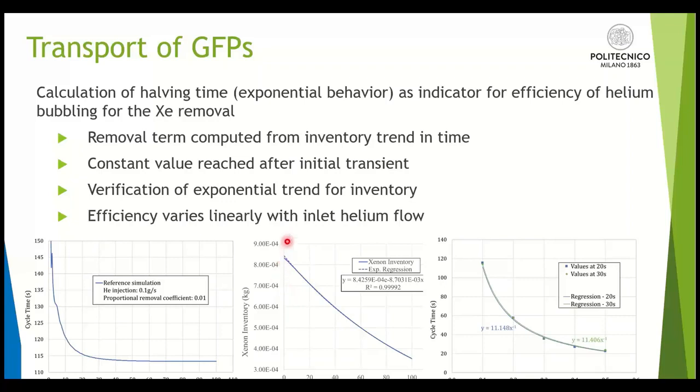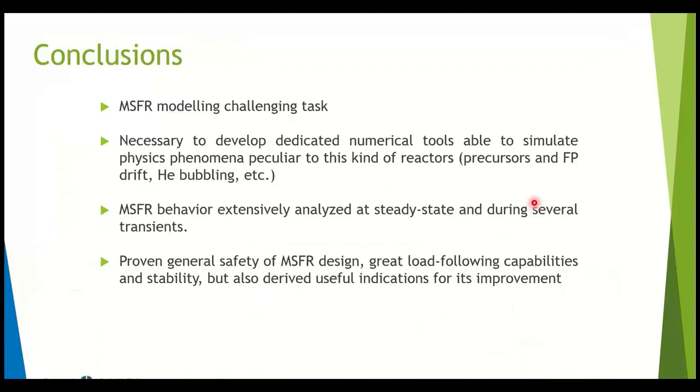inside the reactor. So in order to provide the information on the efficiency of this system to the burn-up code, we need to provide a kind of characteristic time that represents this efficiency. And with this multiphysics tool, we can estimate this value. So I think this is all. These are some conclusions, but I think we can skip.